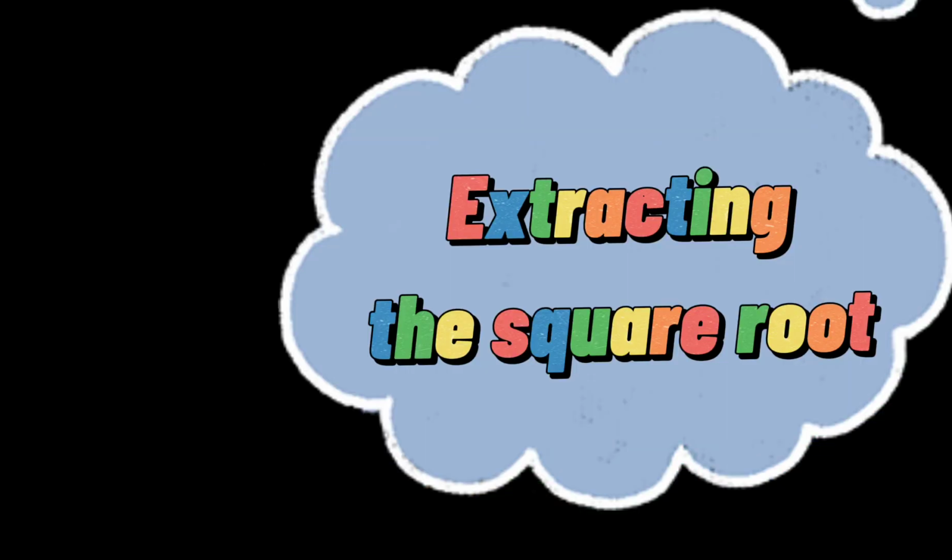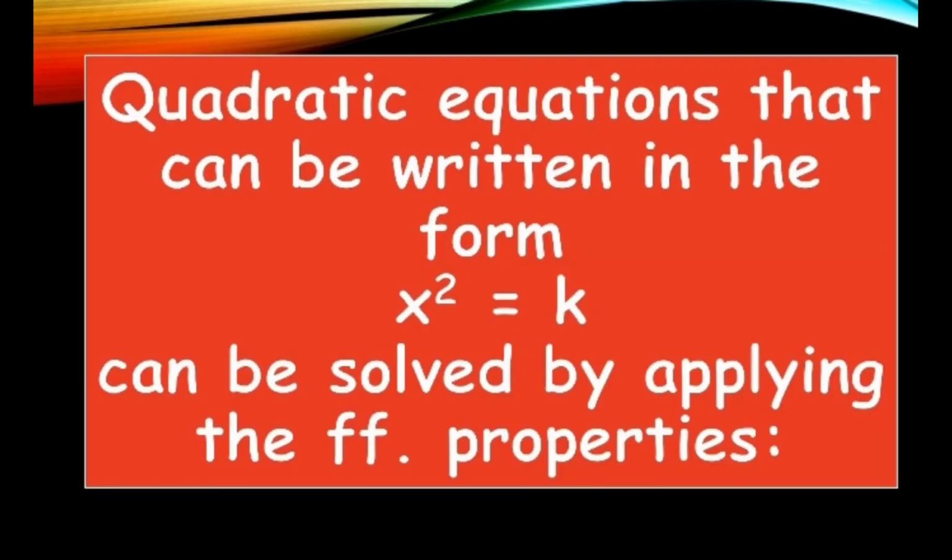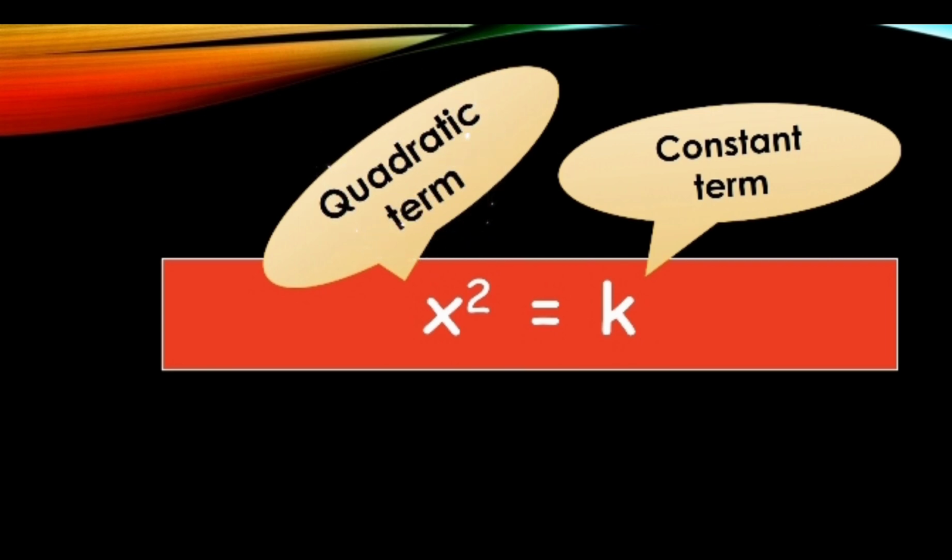And now, let us apply it in solving quadratic equation using extracting the square root. So, we have conditions. Quadratic equations that can be written in the form x squared is equal to k can be solved by the following properties. So, meron tayong mga conditions na susundin para ma-solve natin ang x squared is equal to k, which is quadratic term is equal to constant term. So, missing dito ang linear term.